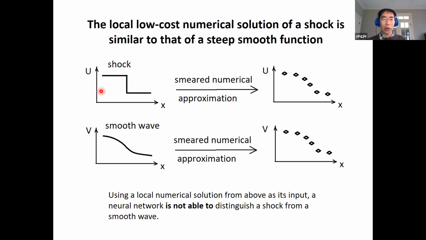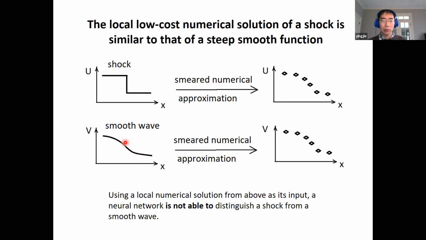Now let's look at the case of a shock wave. Say you want to predict a solution which is a shock wave, and the solution you want to predict is located here. The input is based on a low-cost numerical solution, so you use a low-cost solution to simulate this shock wave, and you get something like this. So this is going to be used as the input because it's computed by a low-cost numerical scheme.